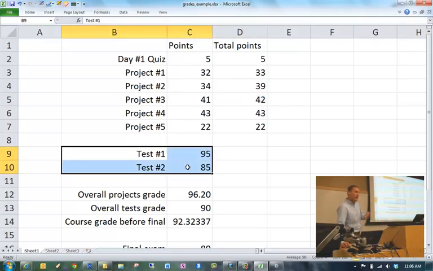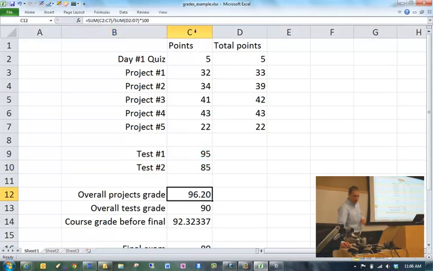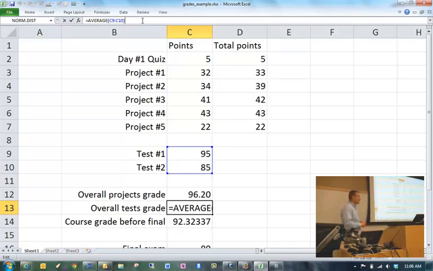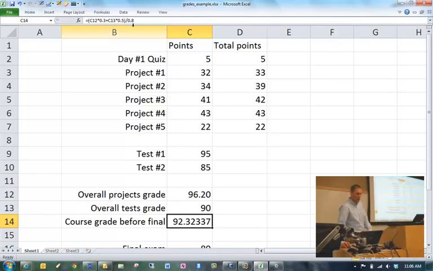So then using what I stated on the syllabus, you can come up with an overall project's grade by simply taking the number of points earned divided by the total number of points possible. Your overall test grade is then just an average of the 2 test grades. And then your current grade for the course right now is factored the following way.